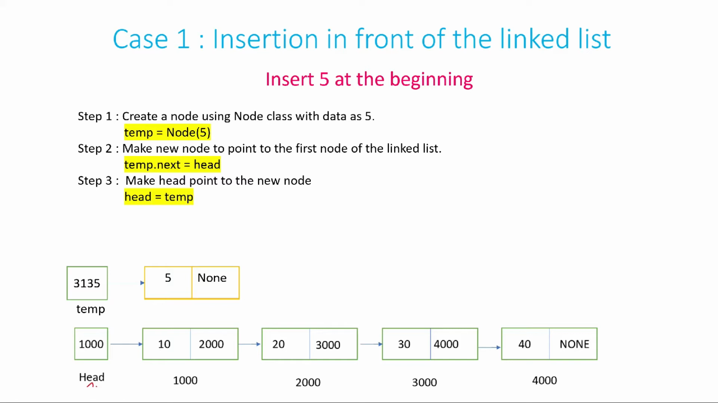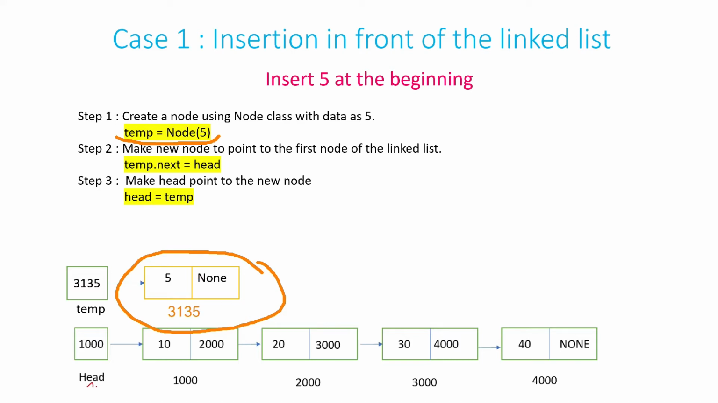What we are going to do is pass 5 as the data, and it will create an instance in memory having 5 as data and None in the next variable. The reference of this instance is kept in temp. See here what we are doing. We have created a new instance and we are keeping its reference in temp. So let's suppose the address of this new node is 3135. So in temp you have 3135 referencing this node. So till now the first step is clear. We have created a new node having 5 in it. Now let's think about the second step.